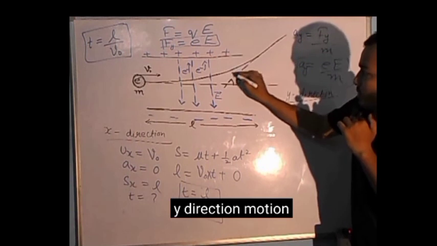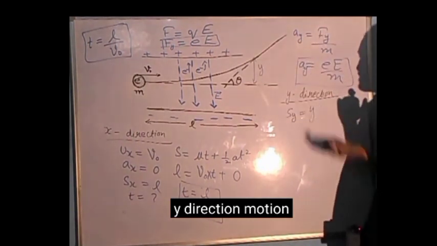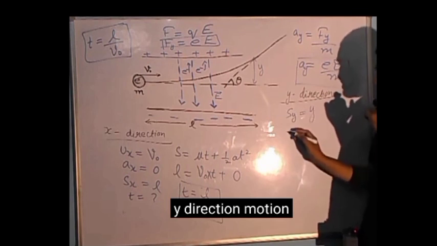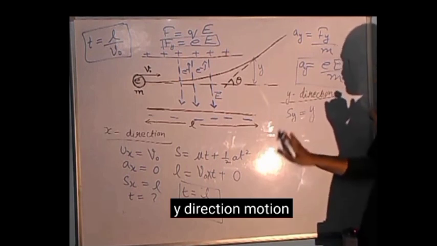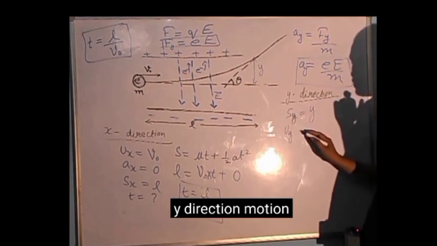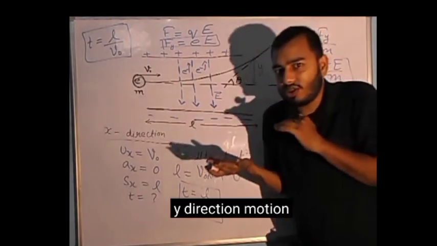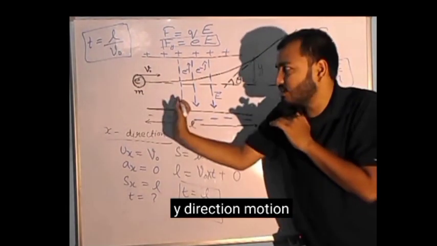Let us assume this displacement as y. What is the velocity in the y direction of the electron? The initial velocity in the y direction must be equal to 0. The electron has no velocity initially in the y direction. It has entered the field horizontally.